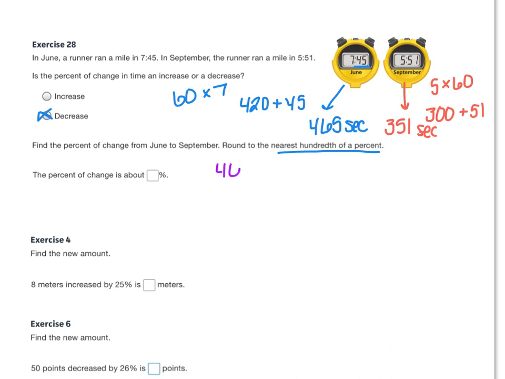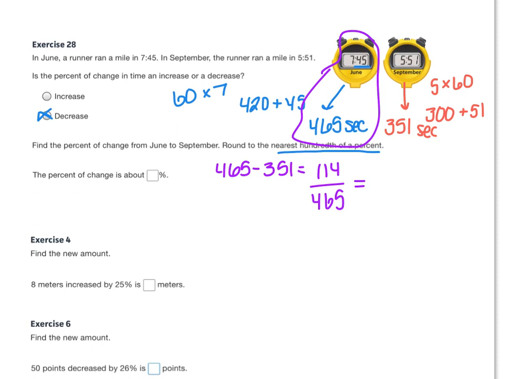Take the bigger number minus the smaller number, 465 minus 351. And you need to be using a calculator for all this. Make sure you've got one handy. That's going to give you 114, and then you put it over the original. Remember, the first time they gave you was your original, and that was 465 seconds. You have to have everything converted to the same units, so seconds.